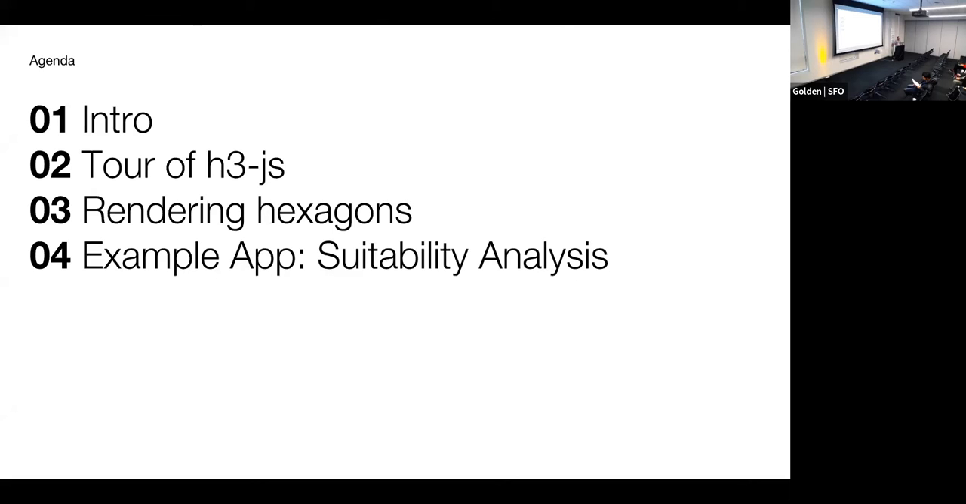So I'll go through what's in the library briefly. I'll go through the basics of one method of rendering hexagons on a map. There are lots of methods, but I picked the easiest one, and I'll talk a little bit about it. And then I'll build up in a couple steps towards an example app doing a suitability analysis, which is the kind of thing that's actually a fairly advanced GIS approach, hard to do with other things, very straightforward to do with H3.